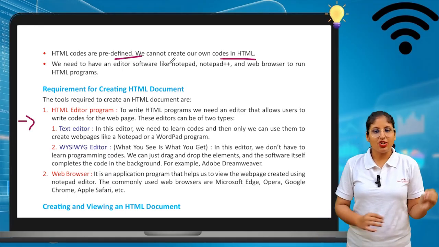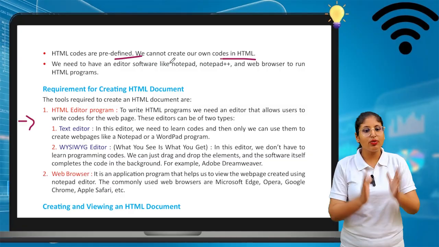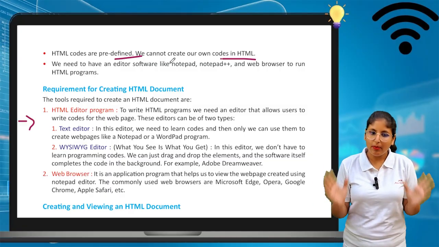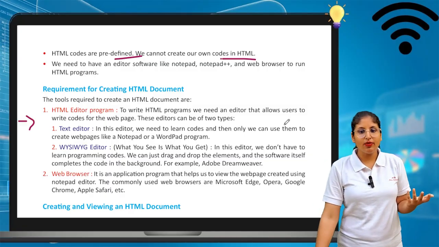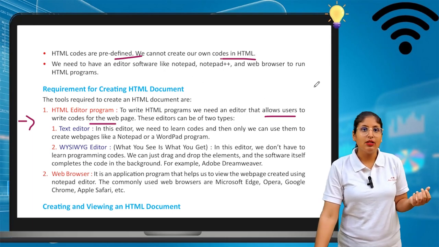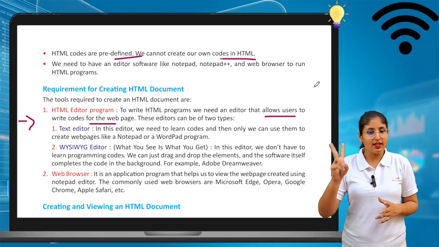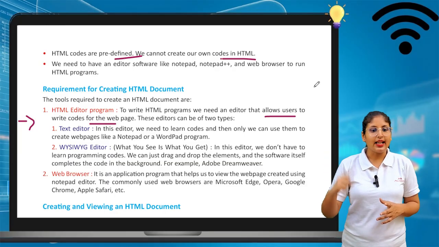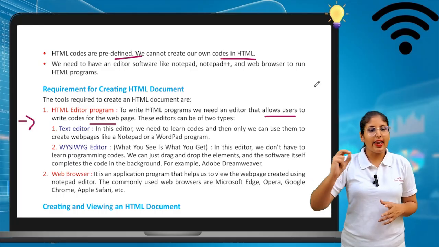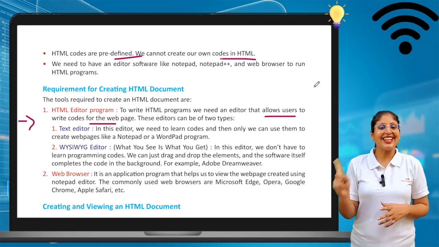To write an HTML program, we need an editor that allows the user to write code for the web pages. Of course, we need an editor to write the code for the web pages. These editors can be of two types. First is the text editor. Second is the WYSIWYG editor. Okay, so first we will see the text editor.